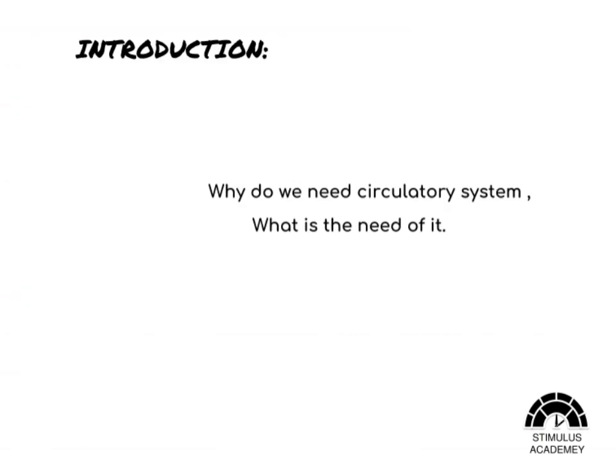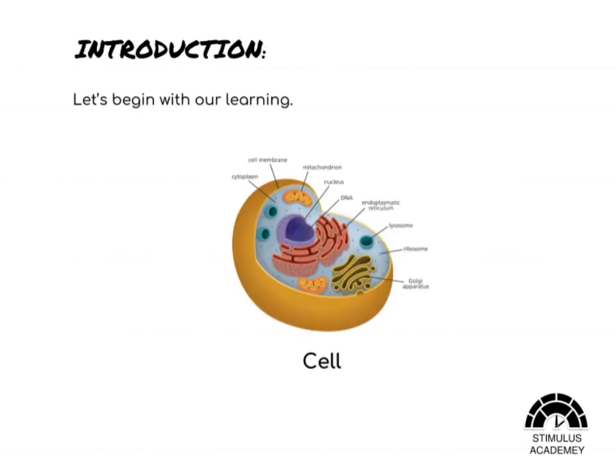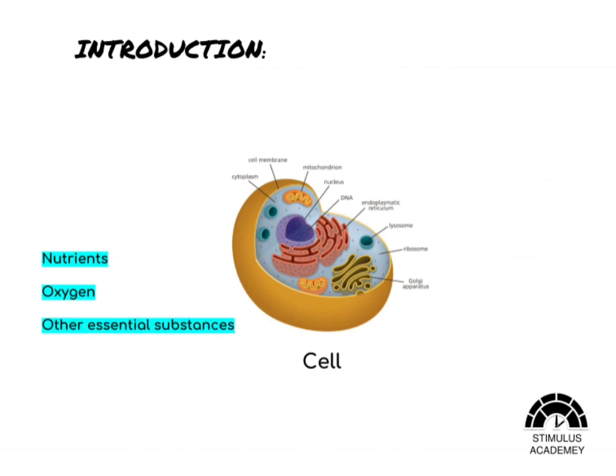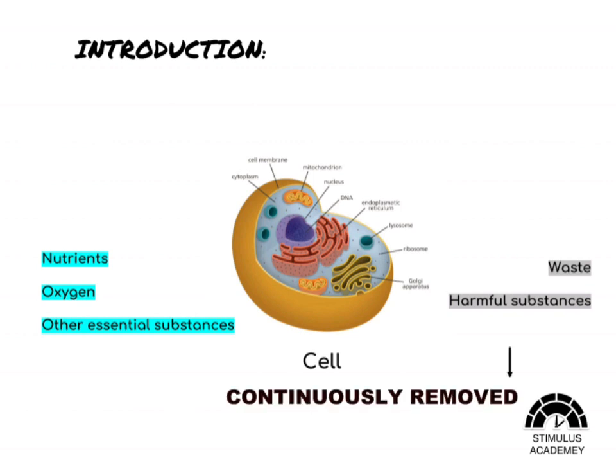Have you ever thought why we need a circulatory system? What is the need of it? Wait for a second and think about it on your own. Take, for example, a cell. It requires nutrients, oxygen, and other essential substances for survival and growth. And after their use, it releases waste and harmful substances which need to be continuously removed.